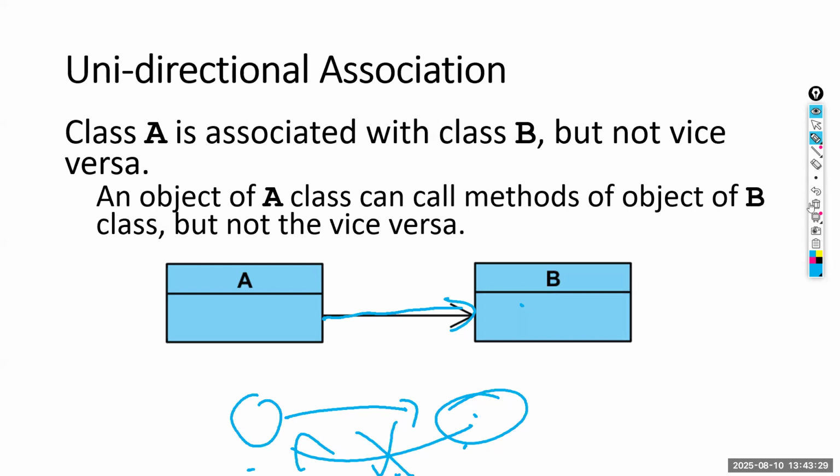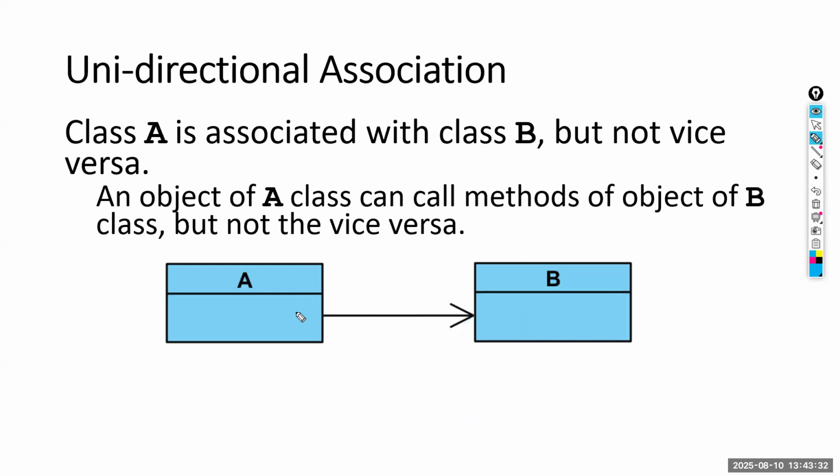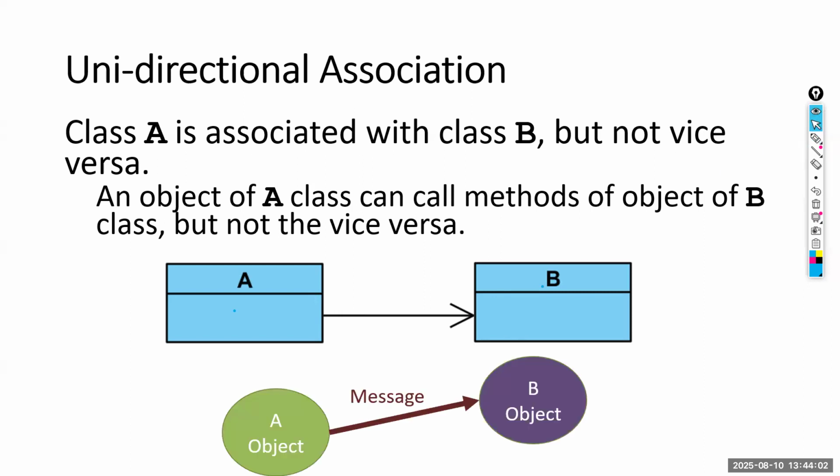So think about practical situations. For example, a manager can assign some task to a worker and get it done, but a worker can't assign a task to the manager and get it done by the manager. So then it is unidirectional. But if it is like two friends where A can get some help from B and B can get help from A, then it is bidirectional. Is it clear?